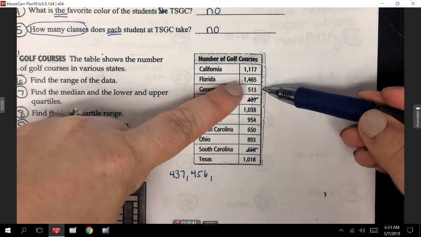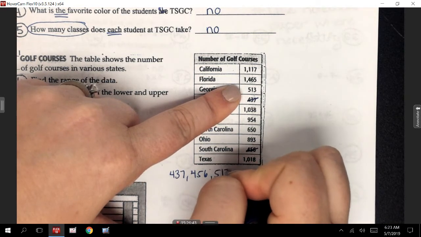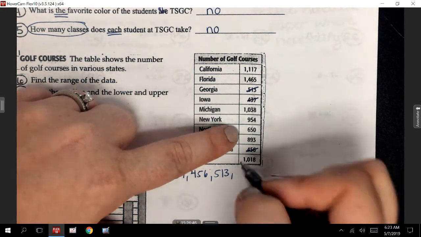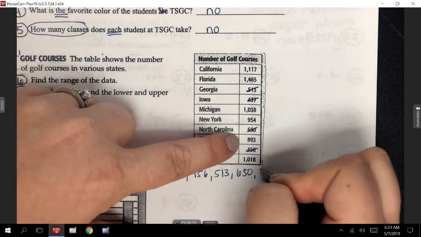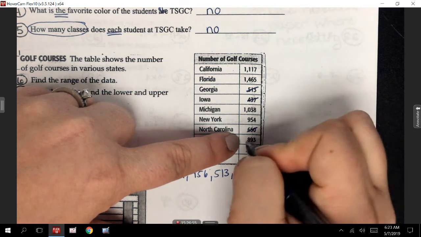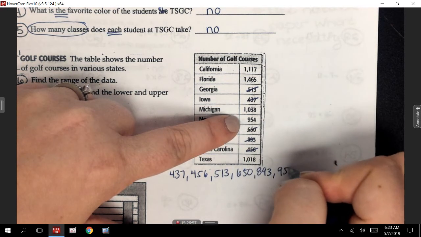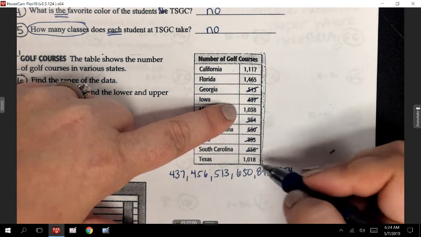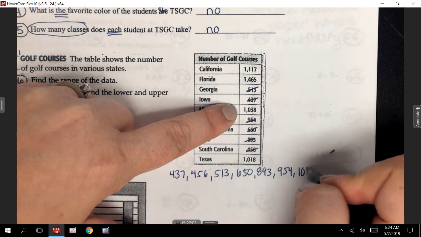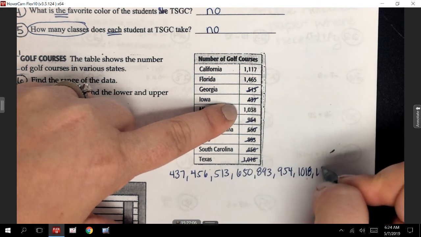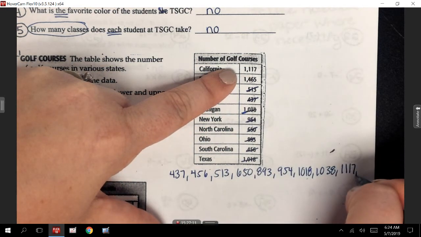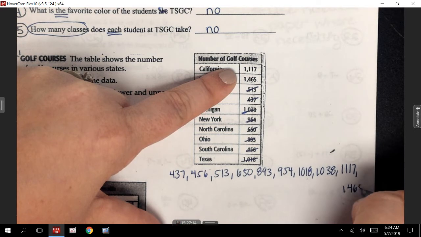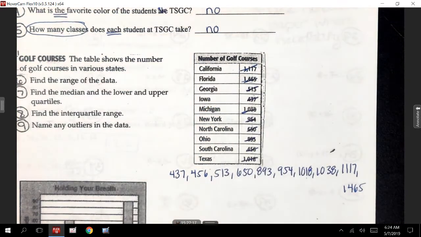I don't see any more in the 400s, but I do see a 513, 650, 893, 954, 1018, 1038. You can see I'm going through this kind of slowly, trying to make sure that I don't leave any out. 1, 4, 6, 5. So I have the 1117 and 1465, and I can see I've marked all of them out, so I did make sure I wrote all of them down.